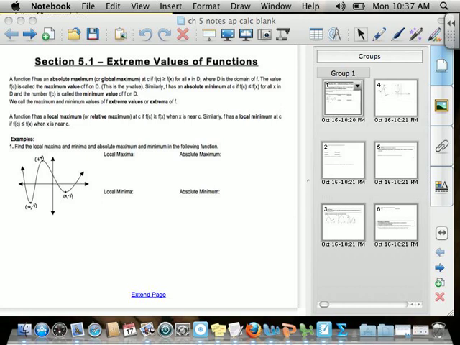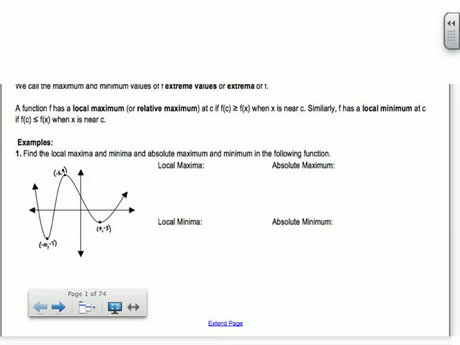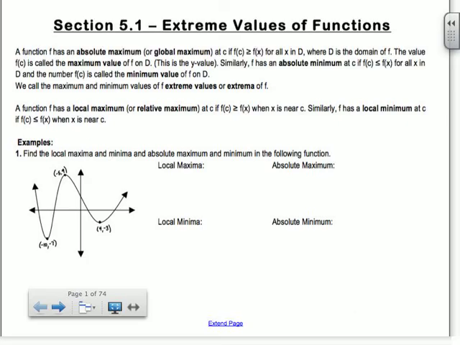All right, section 5.1 is on extreme values of functions. So whenever you see extreme values, you're just thinking of maximums and minimums, so the highest and lowest points. Okay, so function f has an absolute maximum, or sometimes it's called a global maximum, at c if f of c is greater than or equal to f of x for all x in the domain. Kind of confusing. Basically, it's saying the y value is higher than any other y value in the domain.